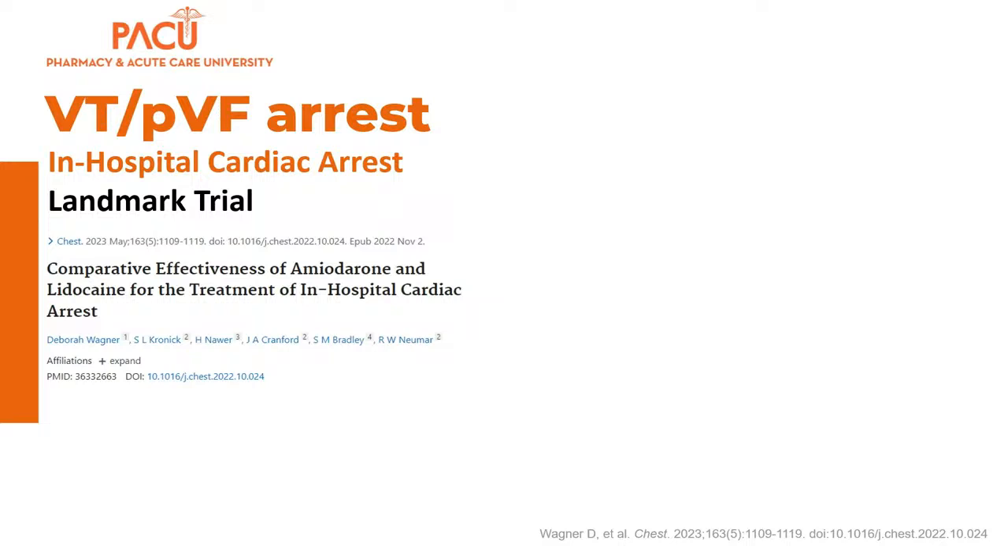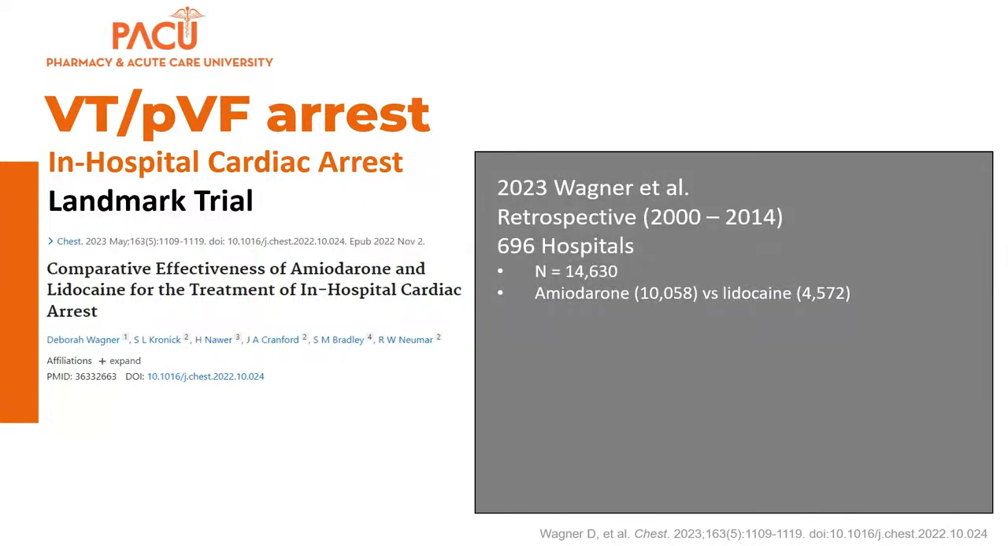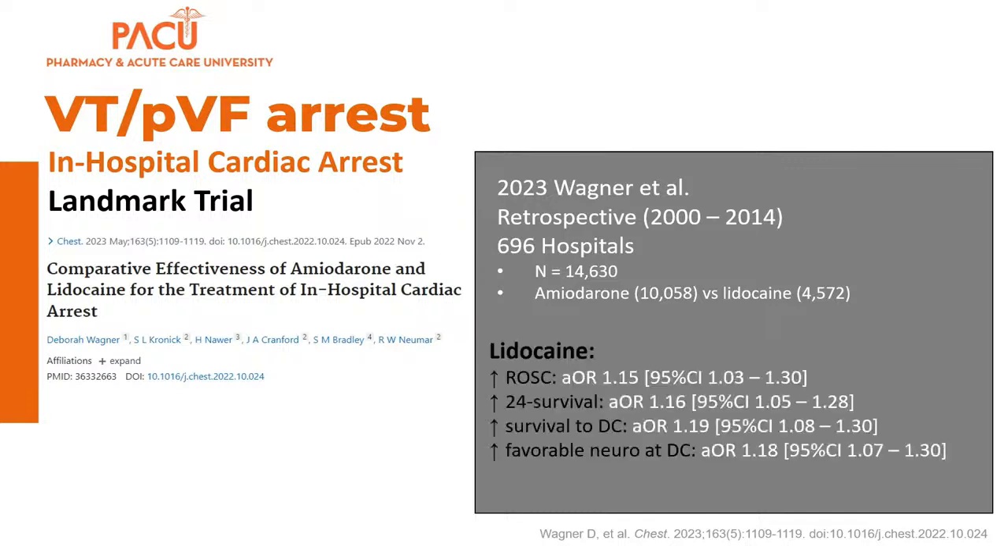In 2023, Wagner and colleagues published a retrospective study using American Heart Association registry data. This Get With The Guidelines data is voluntarily reported by hospitals. So they used data from almost 700 hospitals throughout the U.S., patients with in-hospital cardiac arrest with a shockable rhythm that were shocked once and then given either amiodarone or lidocaine. Lidocaine won in every outcome measure. Return of spontaneous circulation. Lidocaine had better 24-hour survival, better survival to discharge, and increased favorable neurological survival at discharge.